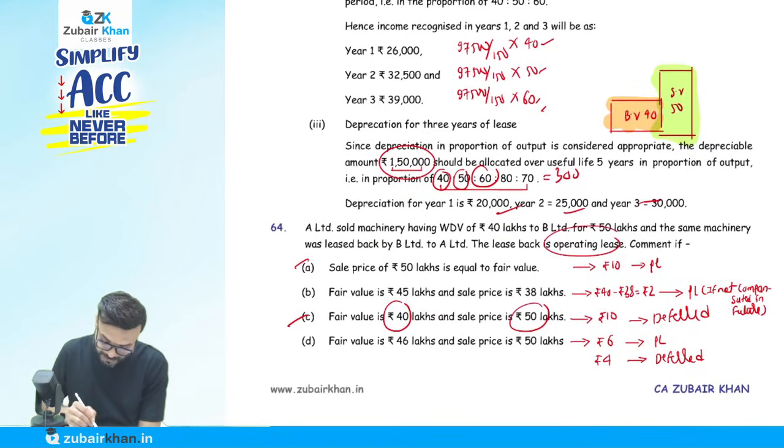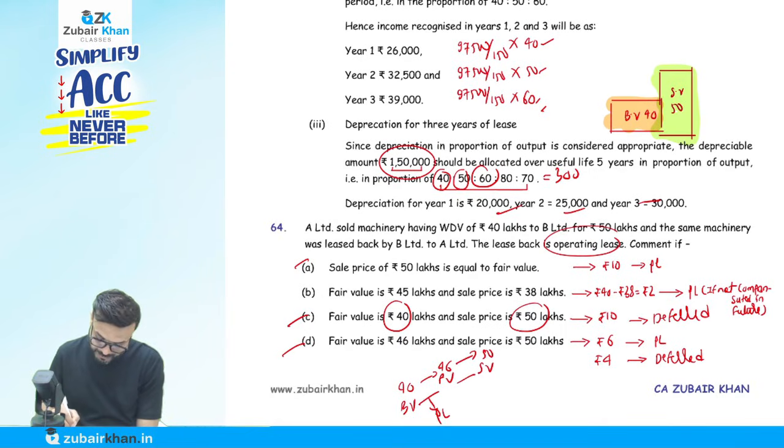Now in point number D, the fair value is 46. The book value is 40, the fair value is 46, and 50 is the sale value. So 6 will go to P&L, and the difference will be deferred. So you can see that 6 will go to P&L and 4 will be deferred.